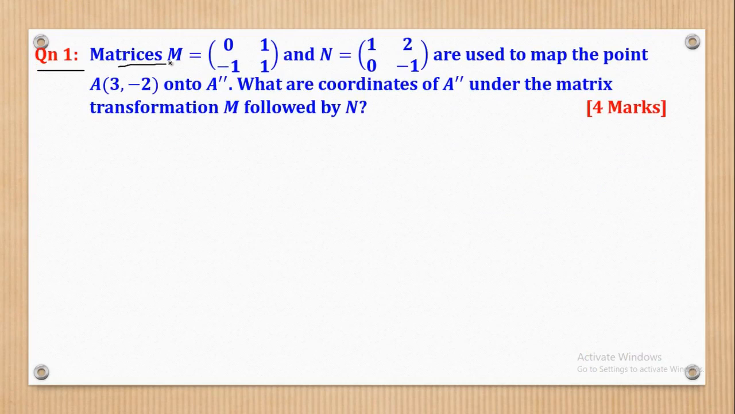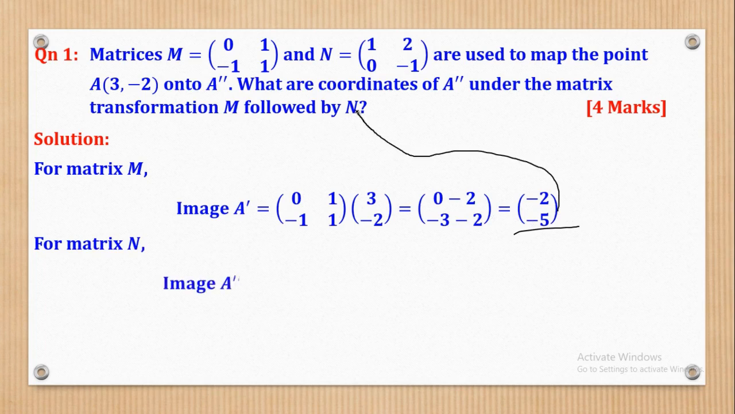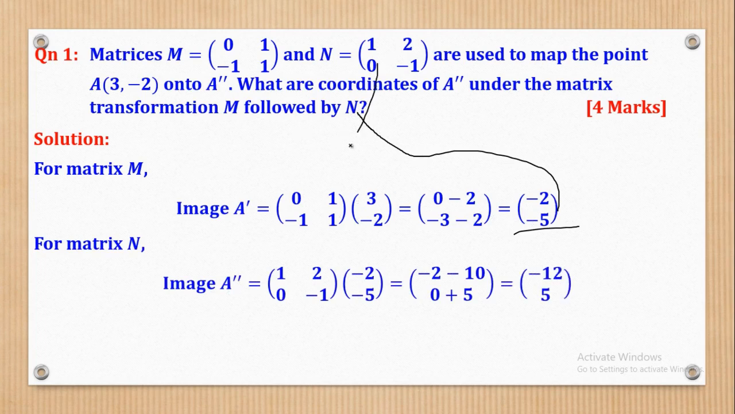Question 1 says matrices M, which is 0 1 negative 1 1, and N, which is 1 2 0 negative 1, are used to map the point A, which is (3, negative 2), onto A double prime. What are the coordinates of A double prime under the transformation M followed by N? For matrix M, you write M multiplied by this object to come up with image A prime. When I multiply this, I'll come up with this, and that will be the image A prime. But they want A double prime, meaning that we also have to multiply this. This becomes the object to this transformation. Therefore, the image A double prime will be got by this transformation matrix multiplied by this object to come up with this. Therefore, in coordinate form, it will be (negative 12, 5).